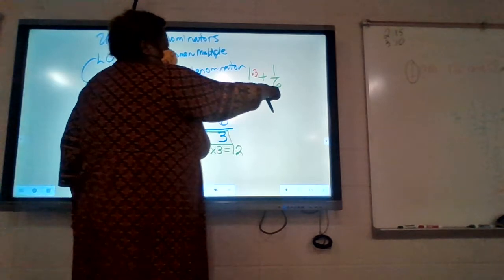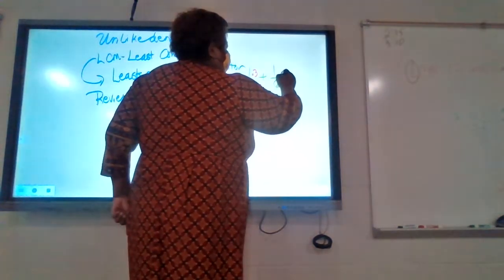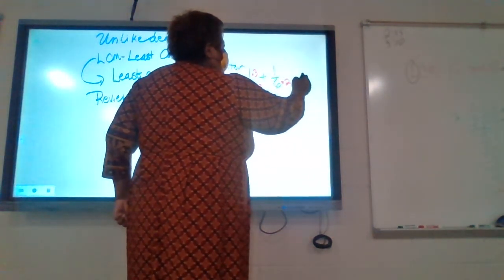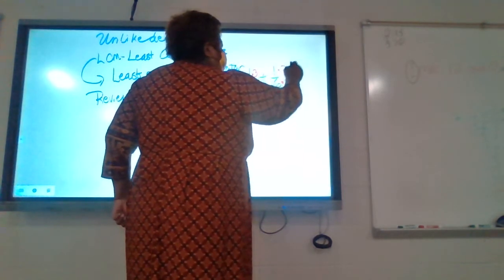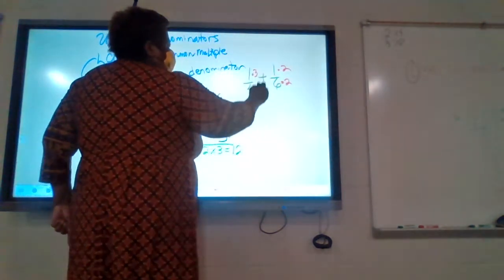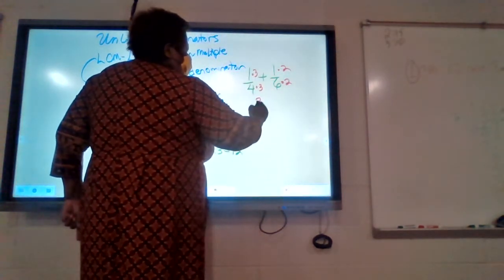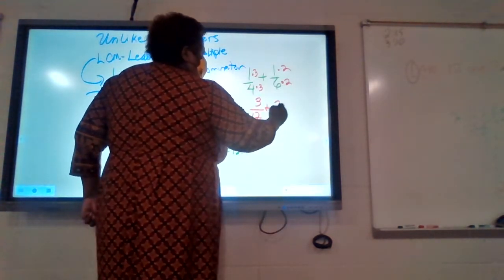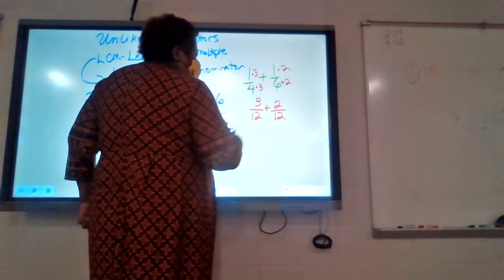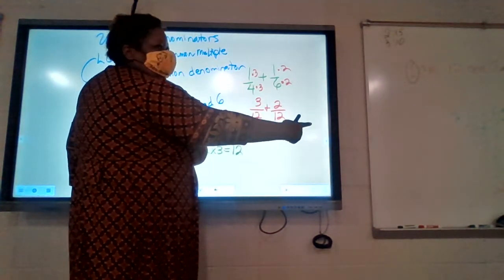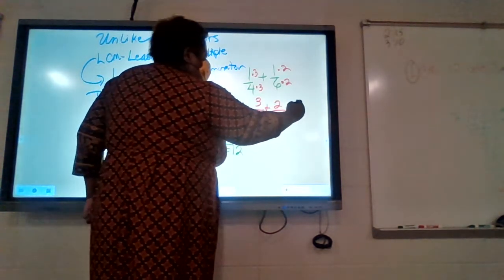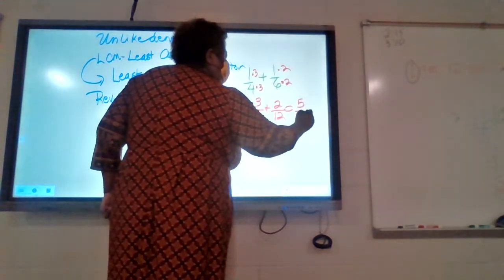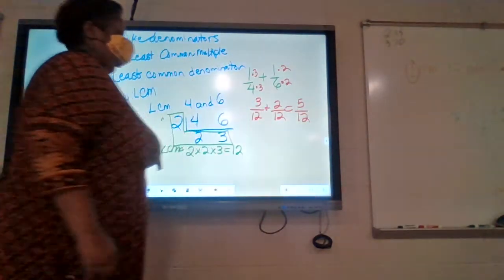Okay, here. How do I make that 6 into 12? Multiply by 2. And if I do it here, I've got to do it in the numerator. So now 1 times 3 is 3. 4 times 3 is 12. 1 times 2 is 2. 6 times 2 is 12. Now I can add them. I'm going to add my numerators, keep my denominator the same.